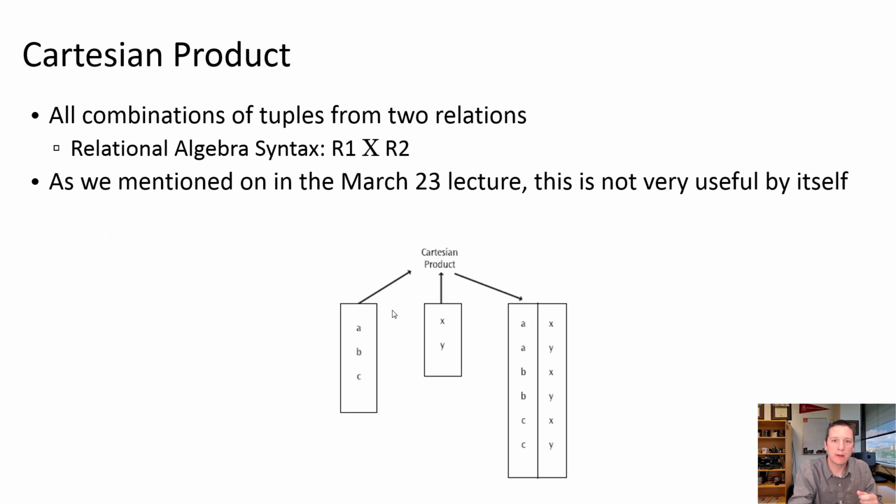So the Cartesian product, as we've talked about before, is all combinations of tuples from the two relations that are participating in this Cartesian product. The relational algebra syntax for this is the name of the first relation and then an x and the name of the second relation. So basically we're multiplying the two relations together. And as we've discussed in previous lectures, the outcome of this Cartesian product is going to have a number of tuples that is equal to the number of tuples in the first relation times the number of tuples in the second relation.